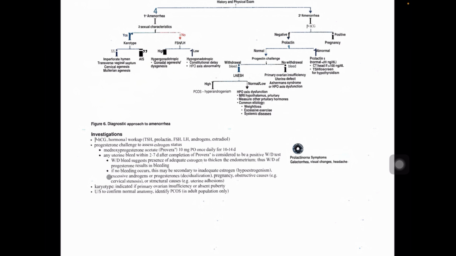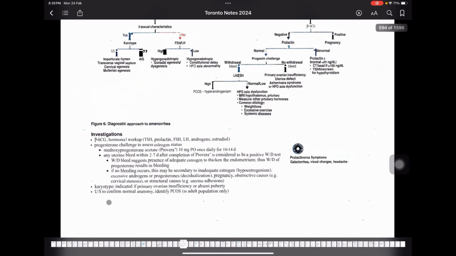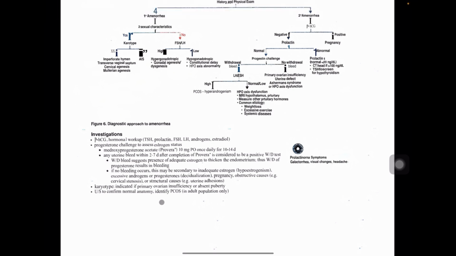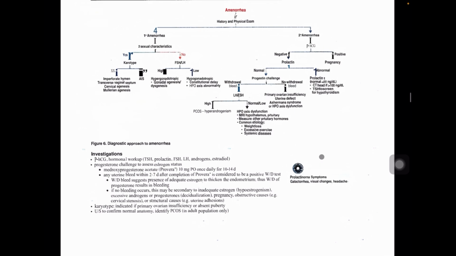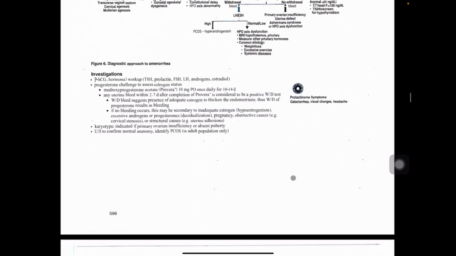And we also do karyotyping in primary ovarian insufficiency and also lack of puberty. Ultrasound is to confirm the anatomy of the uterus and also to identify PCOS. Prolactinoma symptoms are galactorrhea, visual symptoms, and headache. Any young patient who's coming with galactorrhea, visual changes, or headache, do consider hyperprolactinemia.